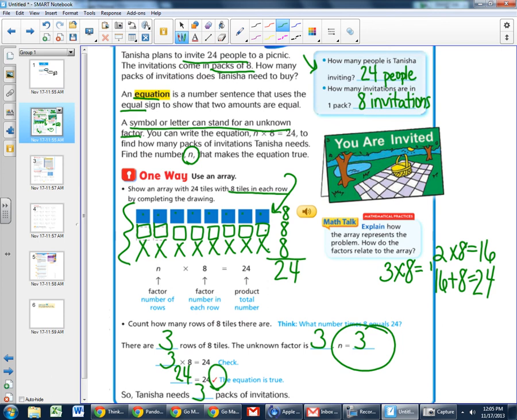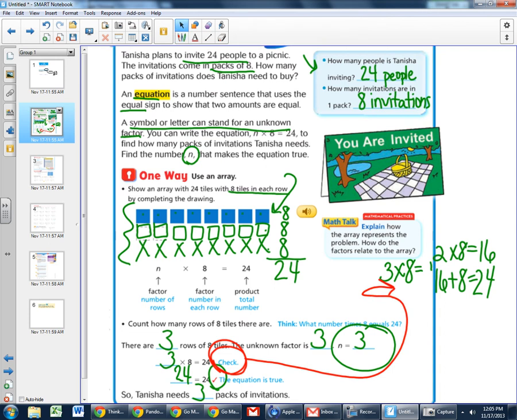You'll notice more and more as you get into more algebraic thinking and equations that they're going to always ask you to check and to always prove that that number makes sense in your equation. So always make sure you're checking. We know that it also makes sense because each row represents 1 pack of 8 invitations. The factor 8 is the number in each row. So the unknown factor n is the number of rows in the packs.